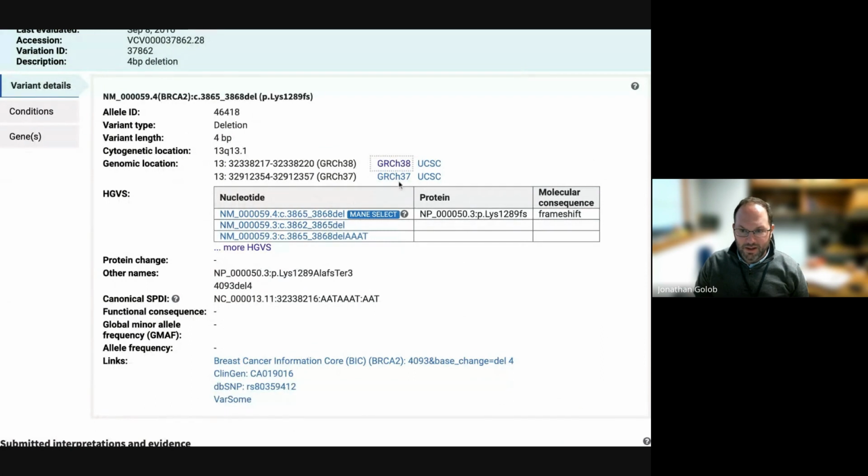Conversely, if one goes back here, you can do the same thing, but now in the older version, version 37. We're still in chromosome 13, still 13.1. But you can see here there are subtle differences between it, including the variants that went into it.